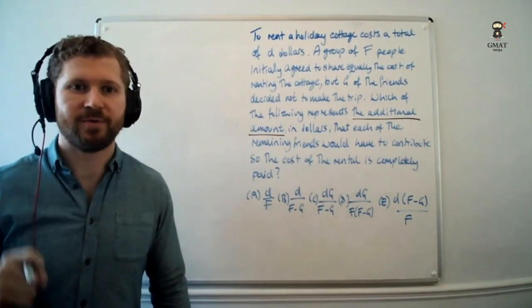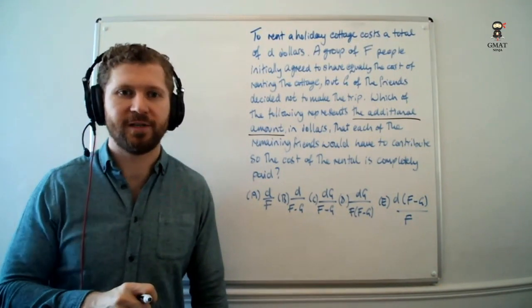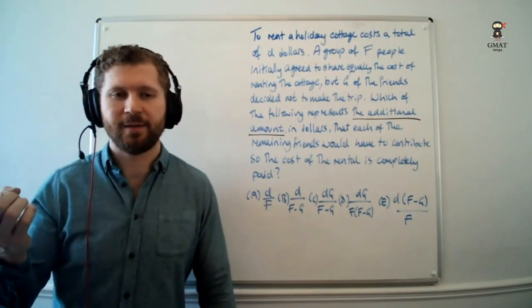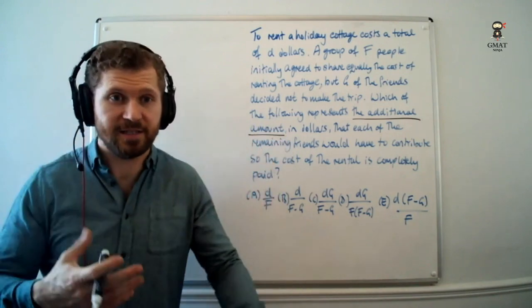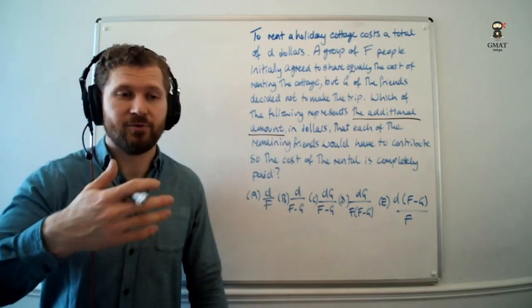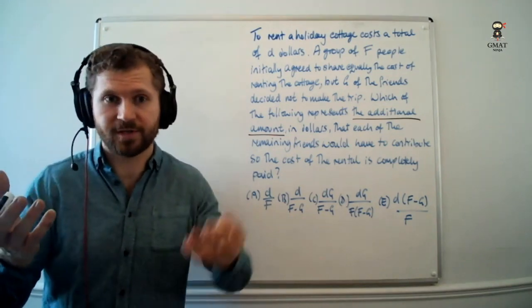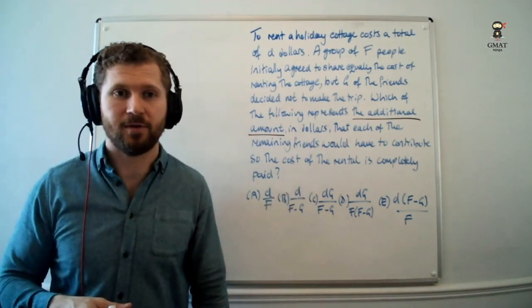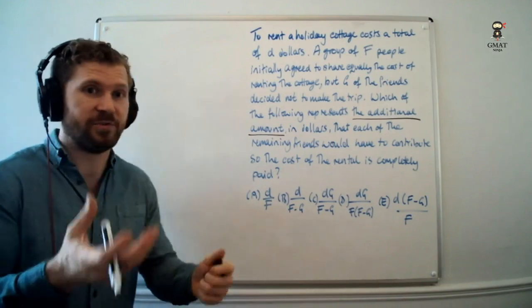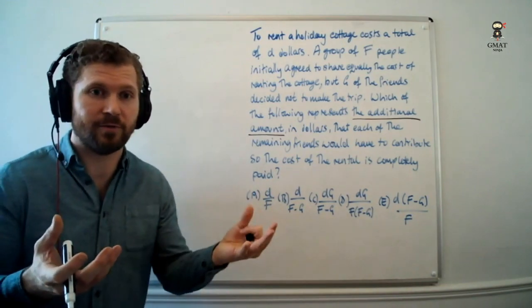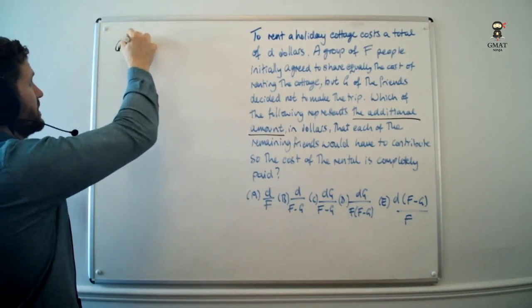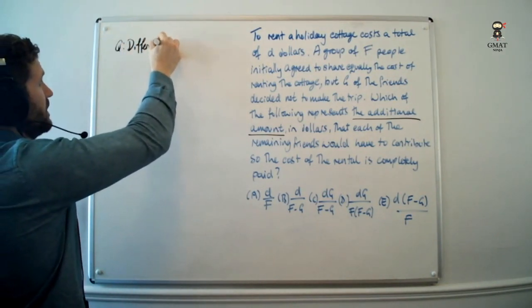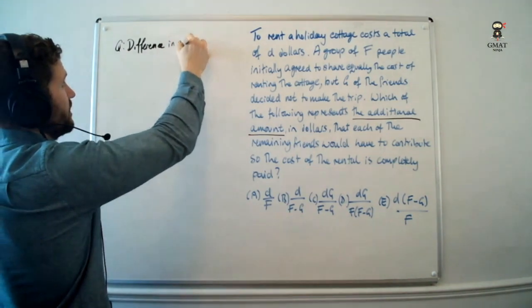As we've done before, we need to be very careful about what we're being asked. So it's not the amount they're paying before the people drop out. It's not the amount they're paying after. It's the additional amount they need to pay in order to get from what they were going to originally pay to what they have to pay now. Or in other words, it's the difference between what they have to pay now and what they were originally planning on paying. So the question is really, what's the difference in payment?